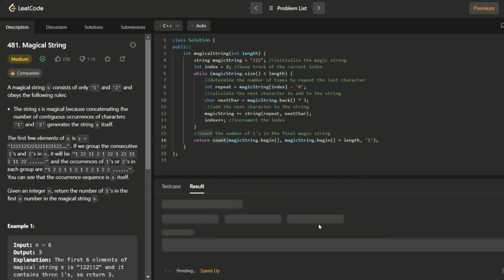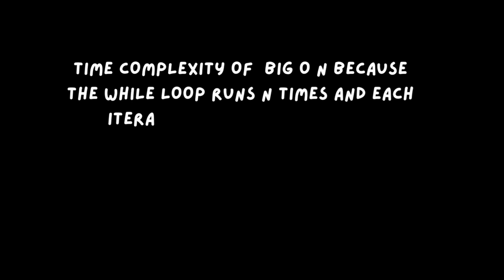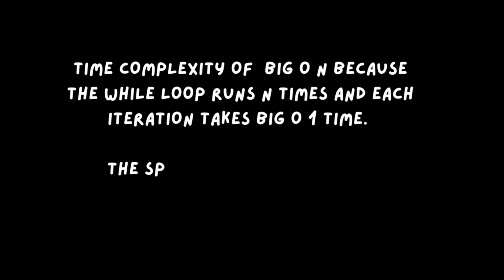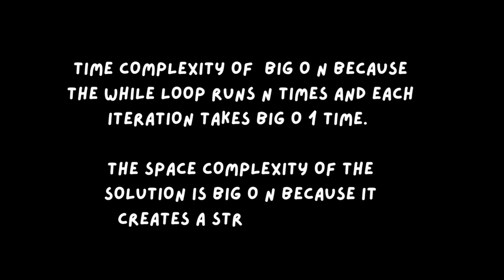It's important to note that this problem is a follow-up of another problem, and the initial value of the magic string is based on the first problem solution. The solution has a time complexity of big O(n) because the while loop runs n times and each iteration takes big O one time. The space complexity of the solution is big O(n) because it creates a string of size n.